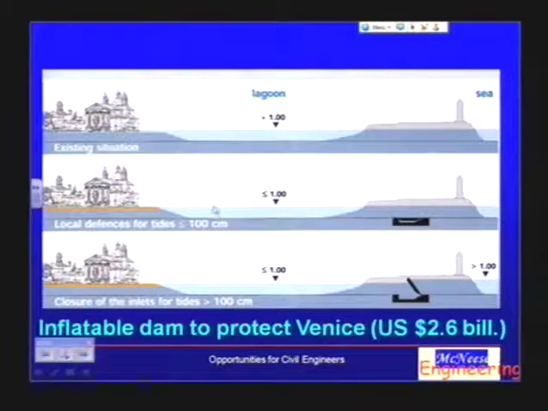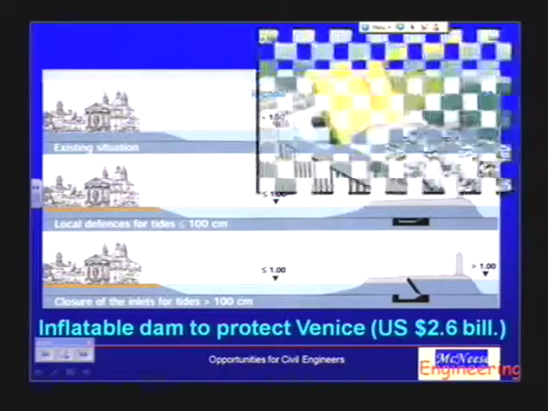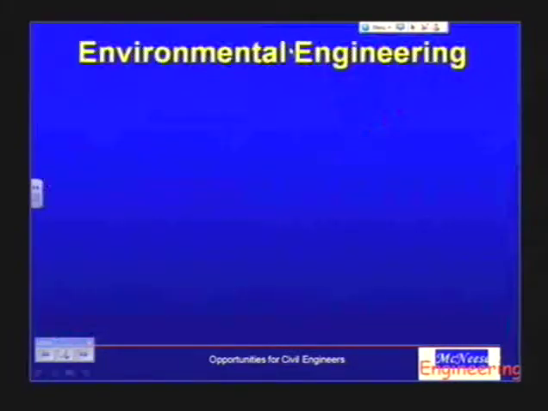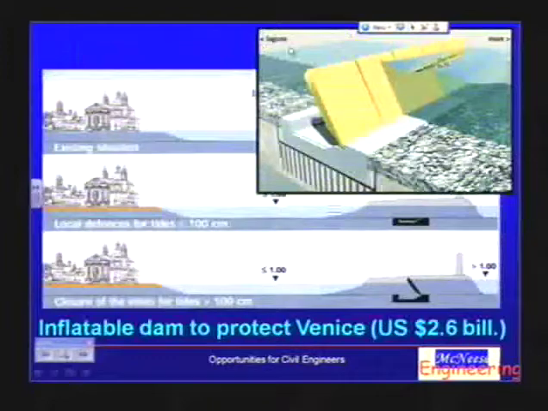I'm sorry, that's well, changes. This is a change of 100 centimeters. So it keeps it out of the lagoon so the city doesn't become flooded. Okay? So here's a drawing of that. We've got waves out there in the ocean, and then the lagoon stays at a constant depth. The cost to do this, to create this inflatable dam that will go up and down, okay, $2.6 billion. Not cheap. But then again, what is the city of Venice worth? Probably quite a bit more than that in historical buildings.